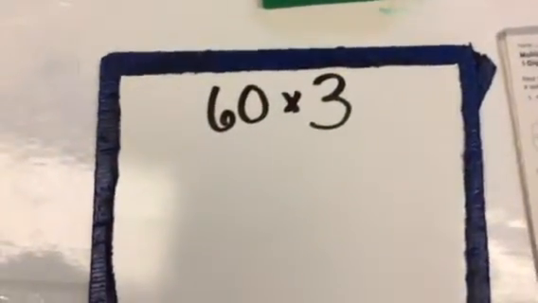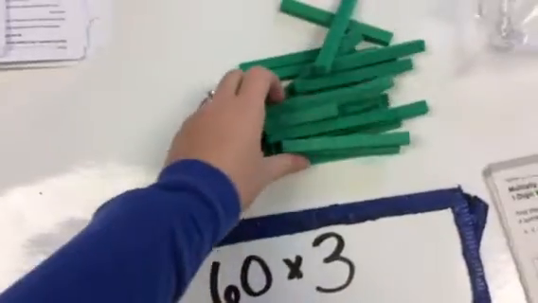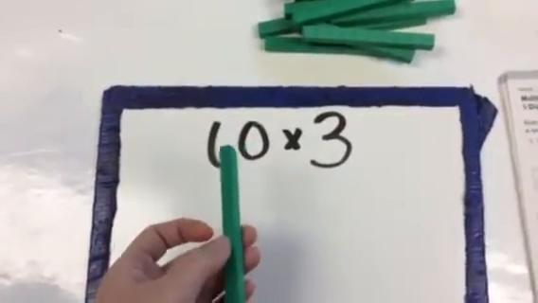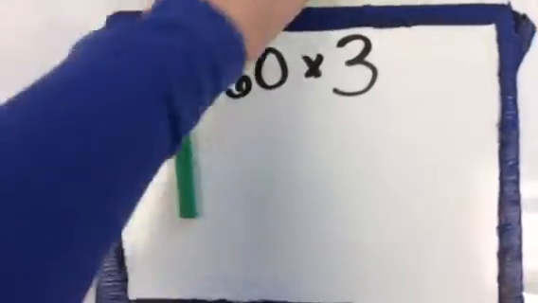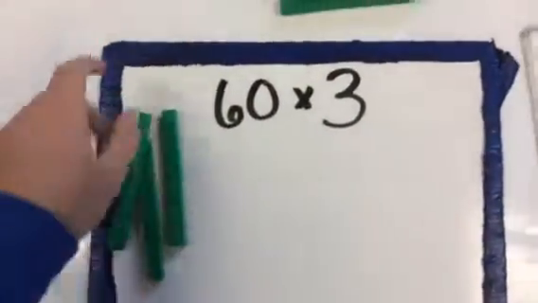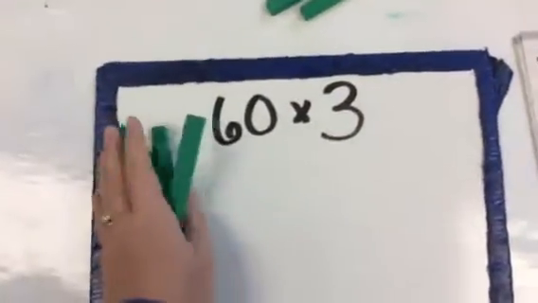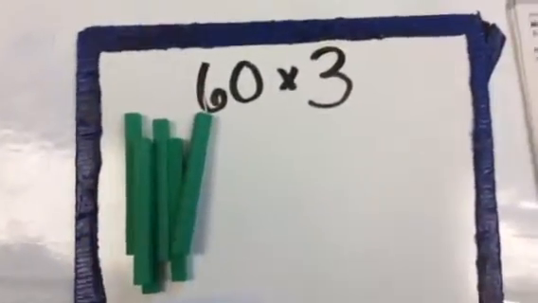Now, I'm not going to draw that out. That's going to take too long. And so I'm going to use my 10 rods. So I need 3 groups of 60. So I'm going to start on my first group of 60. Here's 10, 20, 30, 40, 50, 60. Okay, there's one group of 60.